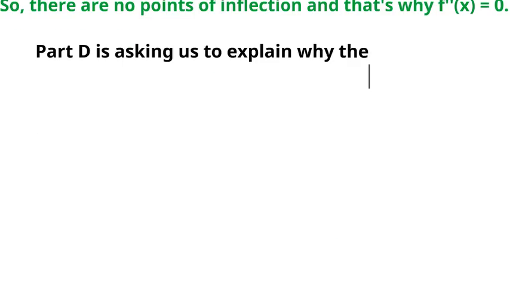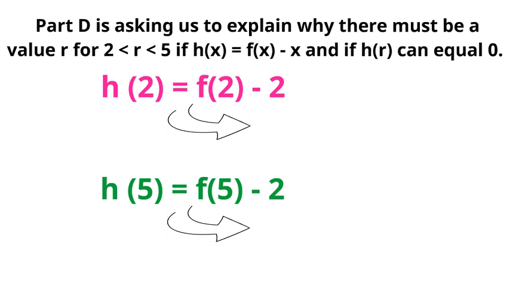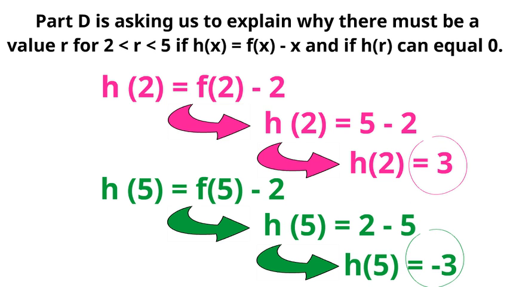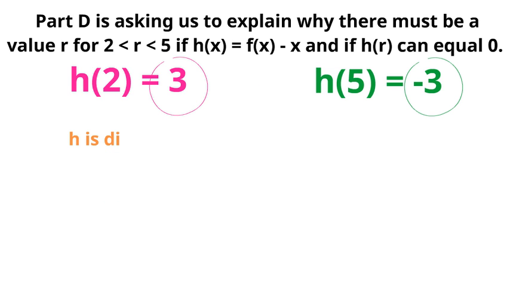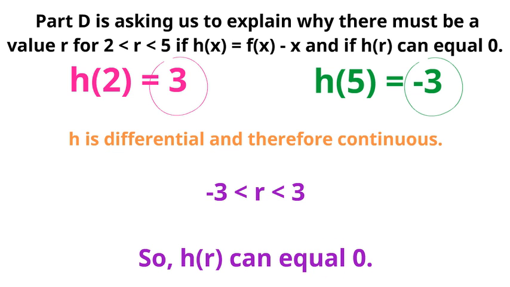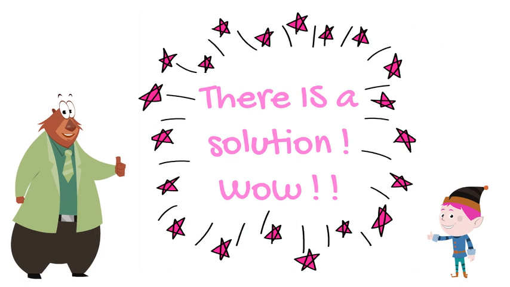Part D asks us to explain why there must be a value r between 2 and 5 such that h(r) equals 0, where h(x) equals f(x) minus x. Using the equation given in the IVT, we plug in the interval endpoints, 2 and 5. We solve and get h(2) equals 3 and h(5) equals -3. h is differentiable and therefore continuous. Since 0 is between -3 and 3, by using the IVT, h(r) can equal 0. There is a solution. Wow!